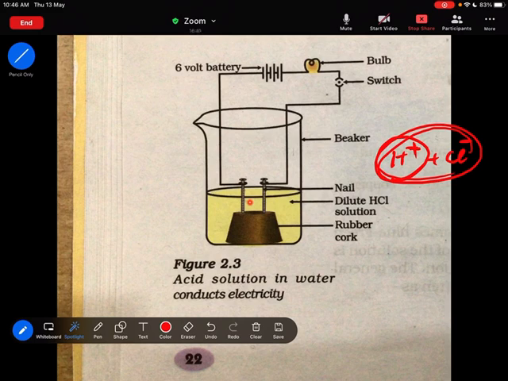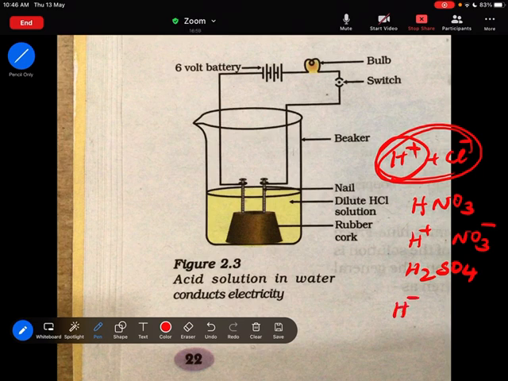You can consider another acid, HCl, HNO3. HNO3 gives H plus and NO3 minus ions. These ions carry current. If it is H2SO4, how many H plus? 2 H plus and SO4 2 minus. Here also they have ions. These ions are capable of carrying current, so the circuit will be completed and the bulb will glow.